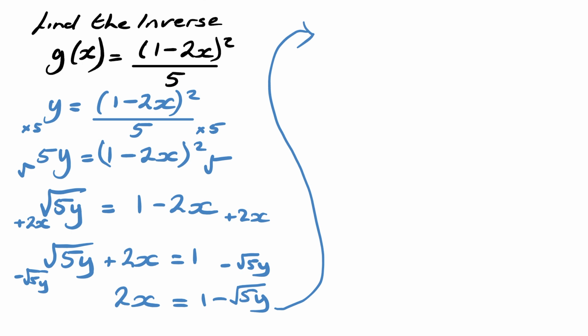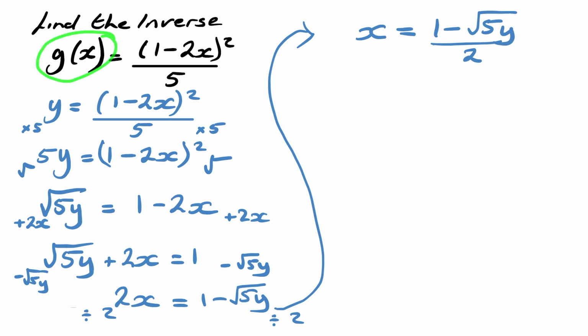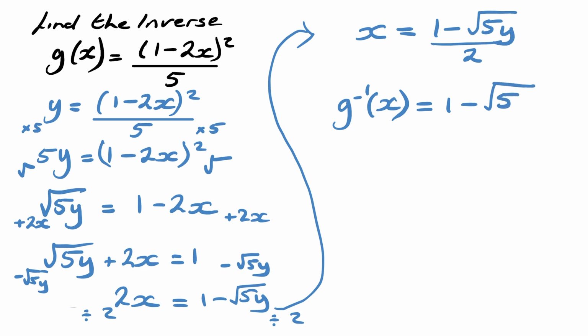Pick it up here as we want x on its own. This 2's in the way, it's being multiplied, so we divide both sides by 2. And that gives us x equals 1 minus root 5y all over 2. And now we'll change the letters and present the function as its final answer. So we were working with g of x, so that's g to the minus 1 of x equals 1 minus root 5, and it's not y anymore, it's x. Make sure you do this. It's so easy to forget and slip up here and leave the y in there. And that was all over 2.